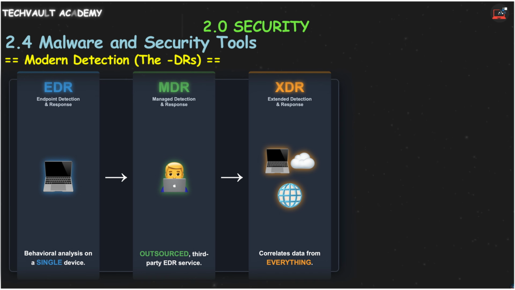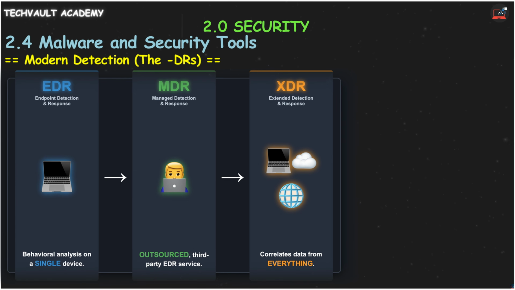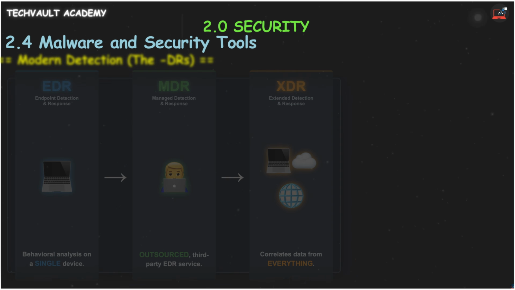Endpoint Detection and Response, EDR, uses behavioral analysis on a single device to detect and automatically isolate threats. Managed Detection and Response, MDR, is when you hire a third-party company to manage your EDR for you. And Extended Detection and Response, XDR, is the big picture. If EDR is a camera on your front door, XDR is a citywide surveillance system, correlating data from endpoints, the network, and the cloud to spot widespread attacks.